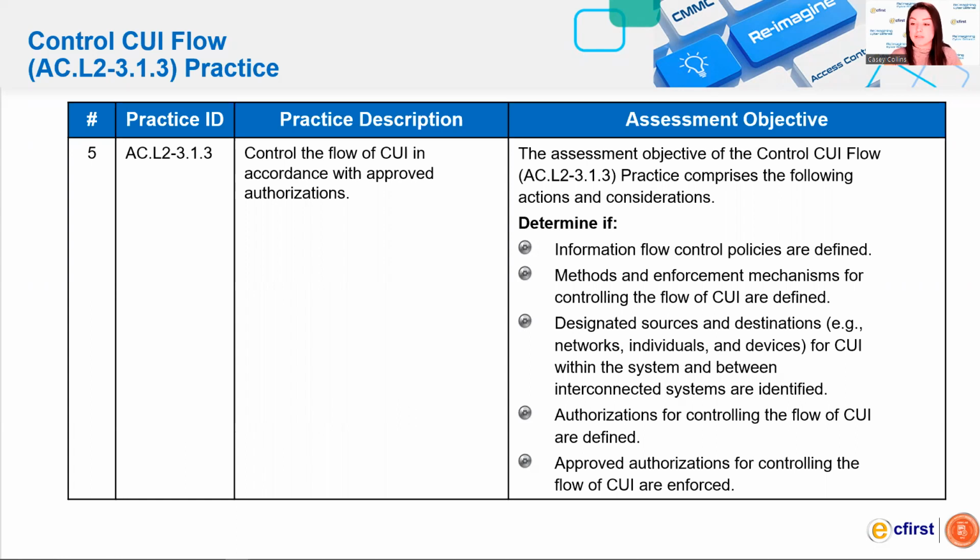Designated sources and destinations for CUI within the system and between interconnected systems are identified. Authorizations for controlling the flow of CUI are defined, and approved authorizations for controlling the flow of CUI are enforced.